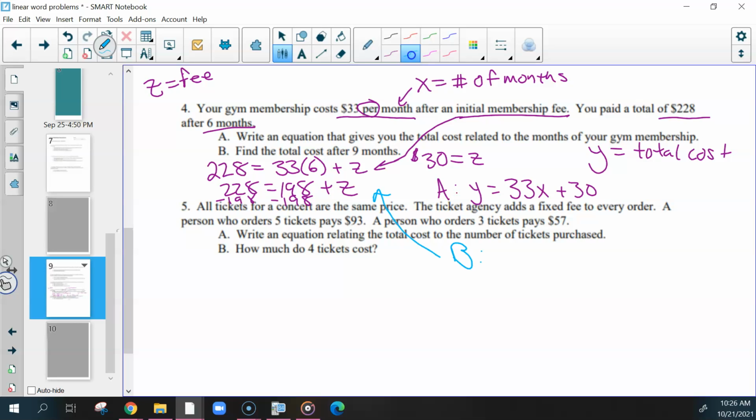Now we're looking for our y value when x is 9. So we put 9 in for x and figure out what that is. Make sure whatever the units is, y is total cost, so units would be dollars.